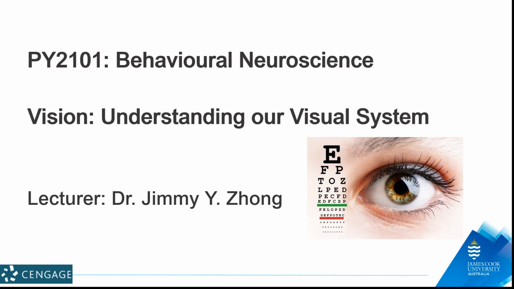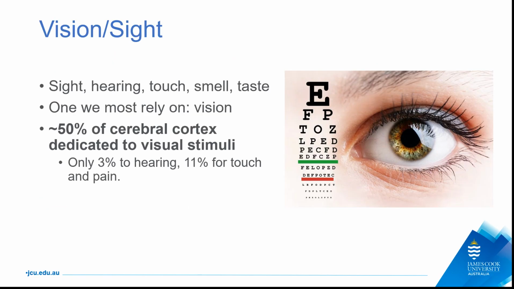Just to start things off, vision or sight. It's some general knowledge. Out of the 5 senses, vision is the one that we human beings, mammals, and primates in general rely on heavily, and it covers around 50% of our cerebral cortex. Surprisingly, we only have 3% dedicated to hearing, that is our middle temporal gyrus. 11% is for touch, primarily located in our central sulcus, that's our somatosensory cortex.